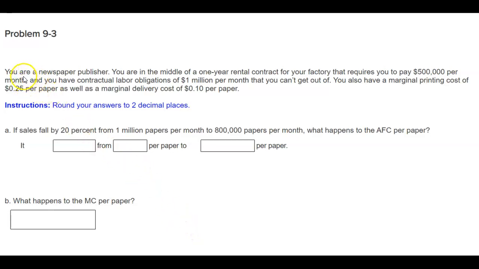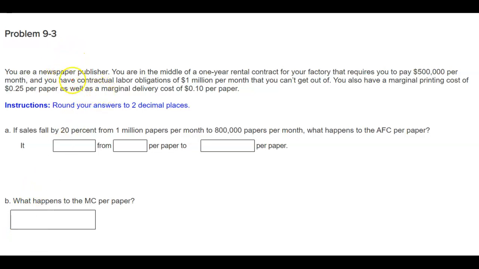This is one of the problems in your homework. You are a newspaper publisher. You are in the middle of a 1-year rental contract for your factory that requires you to pay $500,000 per month, and you have a contractual labor obligation of $1 million per month that you can't get out of. You also have a marginal printing cost of 25 cents per paper, as well as a marginal delivery cost of 10 cents per paper.